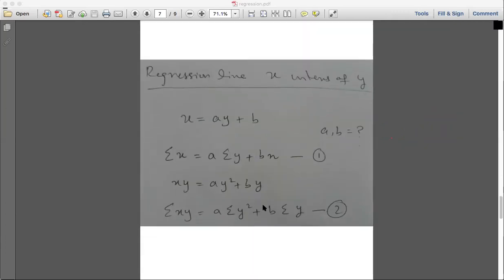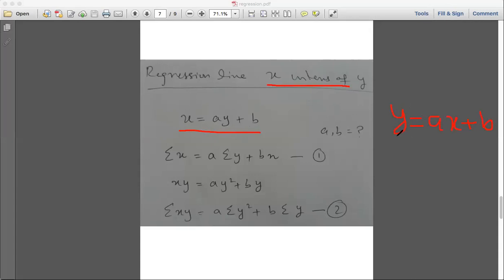regression line x in terms of y. The next one is regression line x in terms of y. The same method we need to apply here as we have applied on regression line y in terms of x. Now what is the difference? Here you can see x is equal to ay plus b. But we know in regression line y in terms of x, y is equal to ax plus b. So this is the difference here.